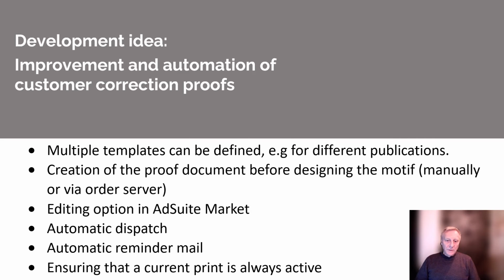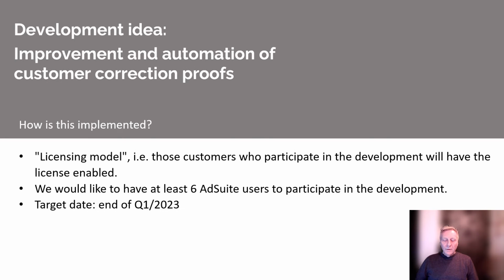And next I'd like to present a development idea from Alpha, and this is around improvement and automation of customer correction proofs. These are some of the ideas you can see here in the bullet point list. The implementation of the new functionality will be as a license model. What we'd like to do is get some AdSuite users to participate in the development, and obviously those customers would have the license automatically enabled. The target end date is for Q1 2023.